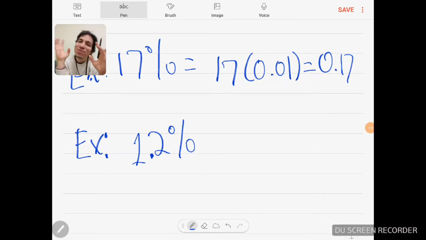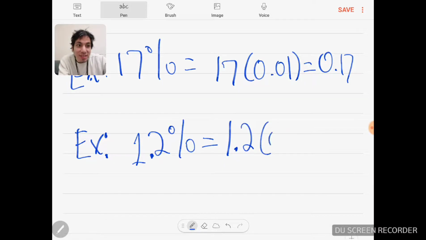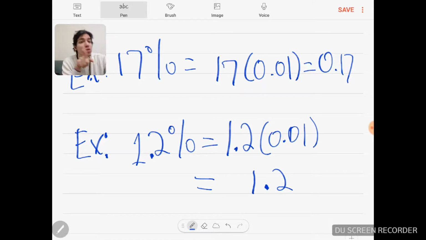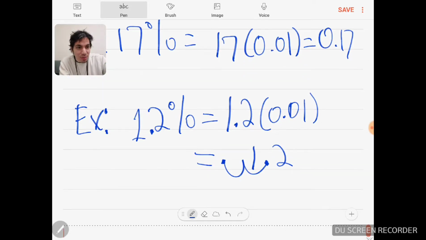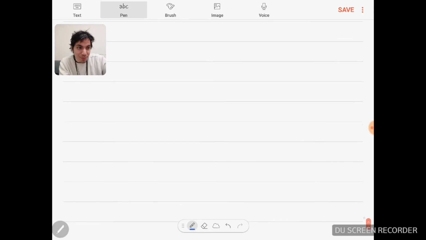Now this one's a little tricky. You really don't need to take your time. You just do the exact same thing like I told you from the beginning: you take 1.2 times 0.01. Some of you can multiply this the long way, but I'm lazy, I just keep things simple. I move the decimal over to the left 2 times because that's how many zeros there are. 1, 2. So my answer is going to be 0.012.